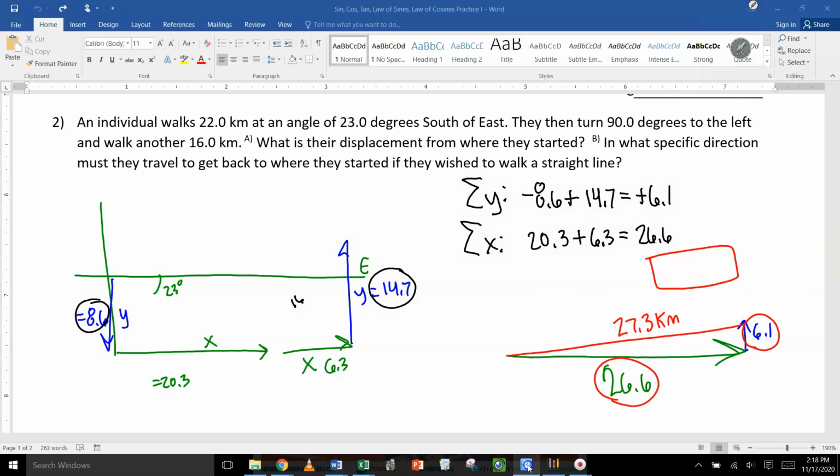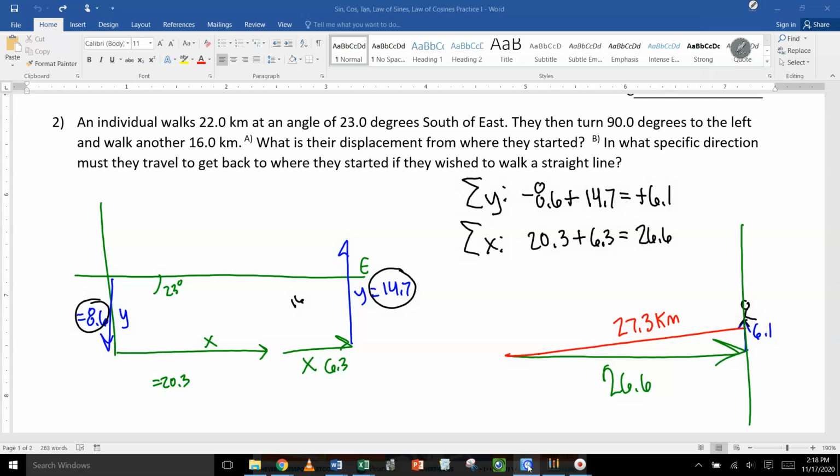Now part B wants to know, sorry, I'm going to try to clean this up a little bit because I like to keep it a little bit neat. How do I get home? Now remember, when you were walking, you walked down here and then you walked up here. So here's where you're at. You're at the end right now. You are at the end of the line and you want to walk home.